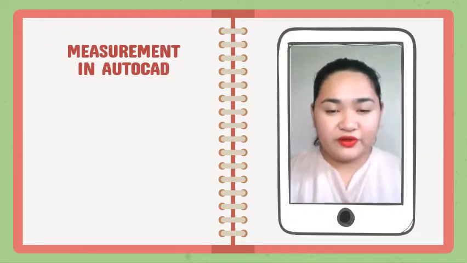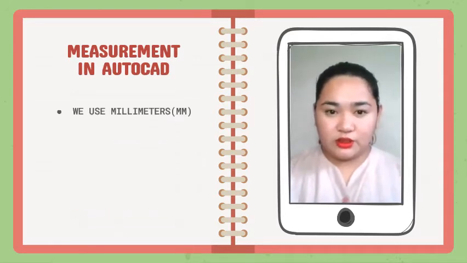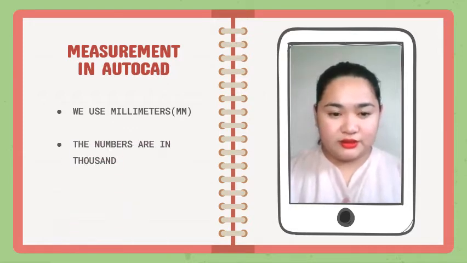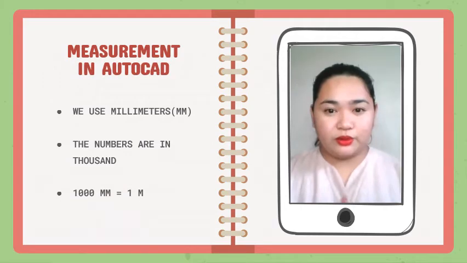Other reminders for the measurement used in AutoCAD. The first one, we are using millimeters in our drawings. The numbers in millimeters are in thousands because 1000 millimeters is equal to 1 meter.